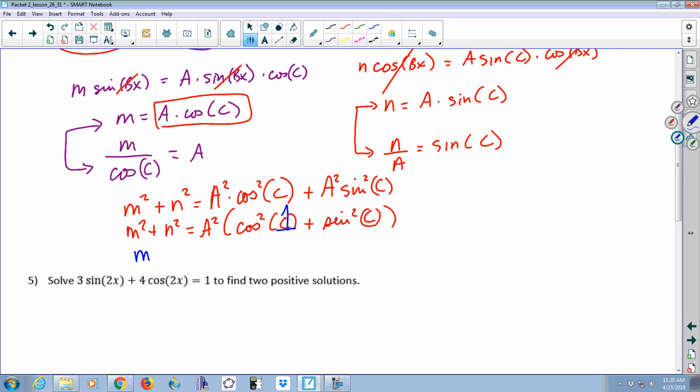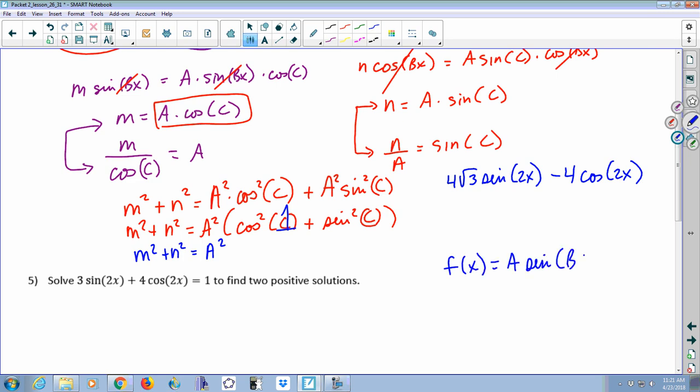Because now we have this relationship between the coefficients of our original problem. M squared plus n squared is a squared. So let's go back to that problem. What was it? It was 4 square roots of 3 times sine of 2x minus 4 cosine of 2x. We're now ready to find, and we want to put it into this form.